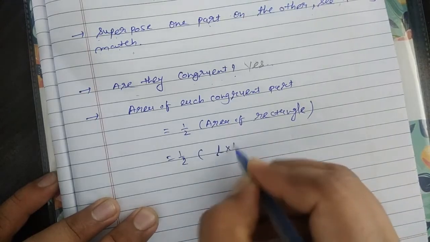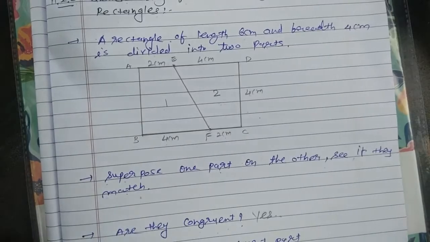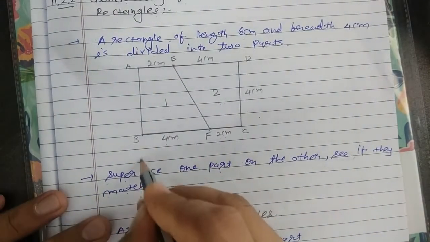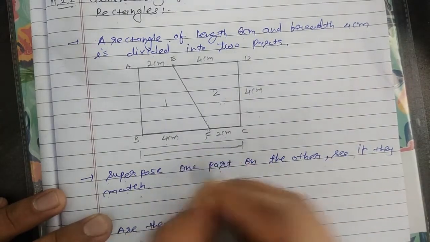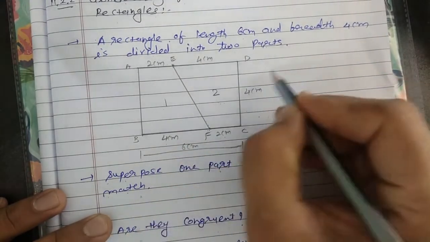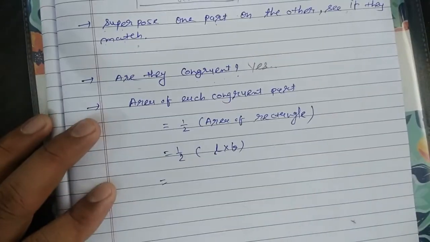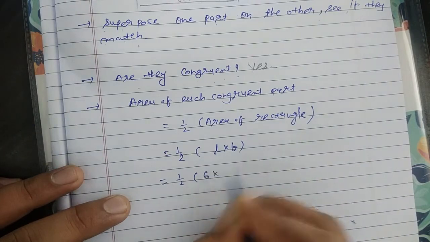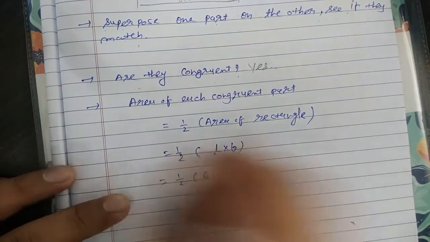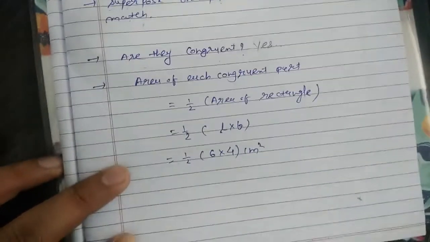We know that area is length multiplied by breadth. What is length and what is breadth? Here we can see that the length of this rectangle is 4 plus 2, 6 cm, it is given already, and the breadth of this rectangle is 4 cm. So we will write it here, 1/2, length is 6, breadth is 4 cm, and the unit of area will be centimeter square.